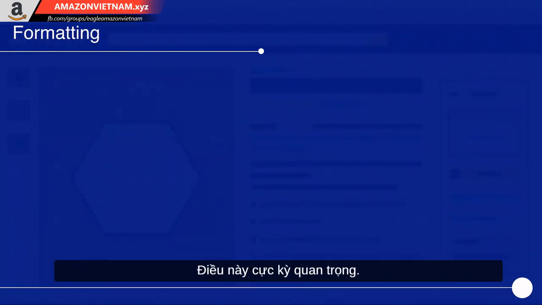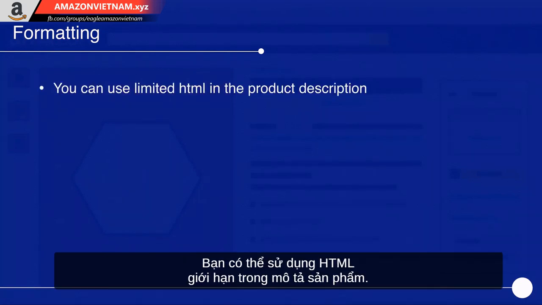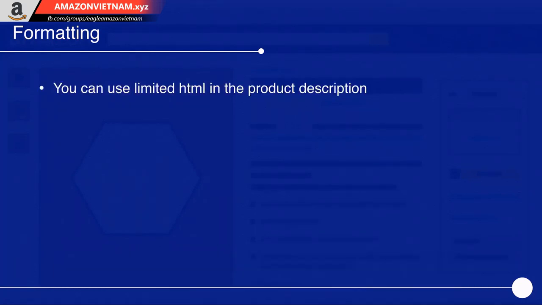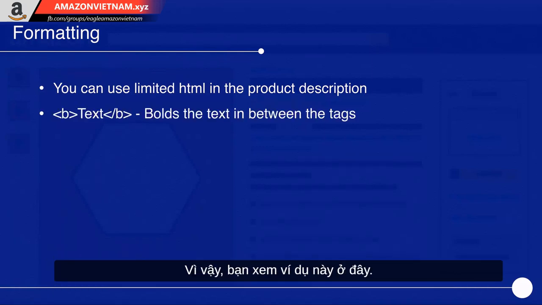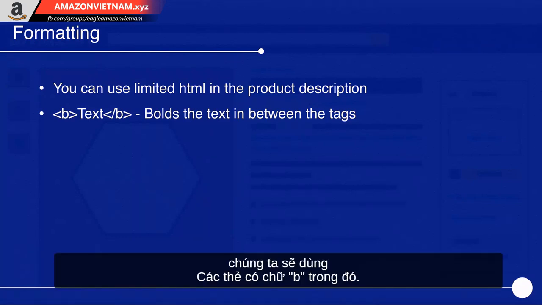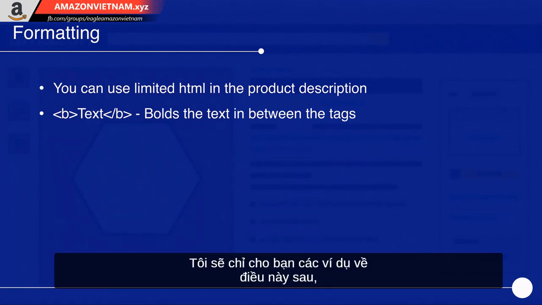Formatting. This is incredibly important. You can use limited HTML in the product description. And in fact, we're just going to show you 3 HTML tags to use and no more. So if you see this example here, we want to bold the word text. So we have open and closed tags with the letter B in it. And don't worry, I will show you examples of this a little later. But this bolds the text in between the tags.